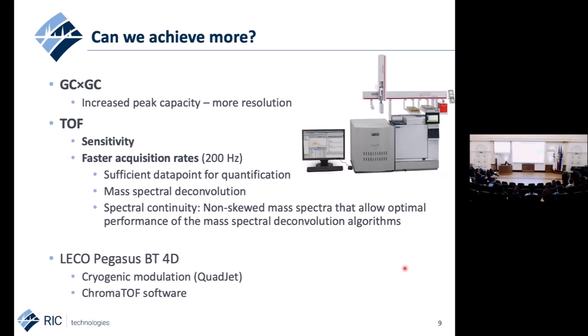That is the question. And of course, we know GC×GC gives us increased peak capacity, meaning more resolution. We also know that the time-of-flight mass analyzer gives us better sensitivity. And due to the faster acquisition speeds, we are able to get sufficient data points for quantification, and also we have better deconvolution. Now, in this study, we used the LECO Pegasus BT 4D with cryogenic modulation, and initially we used the ChromaTOF software to do the data analysis.